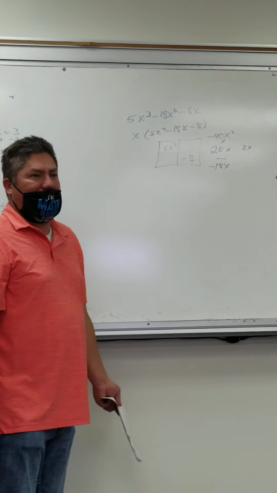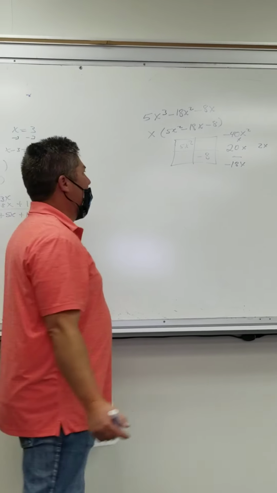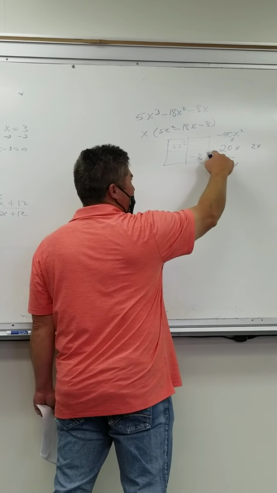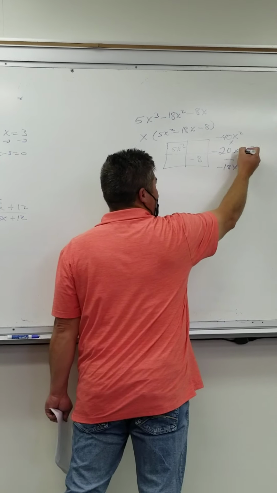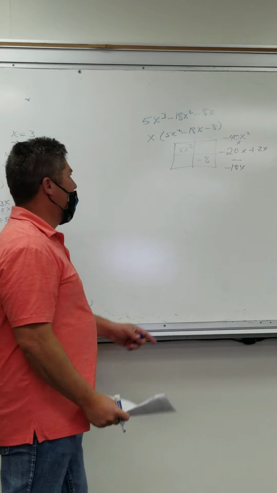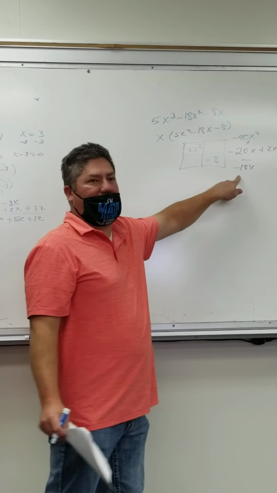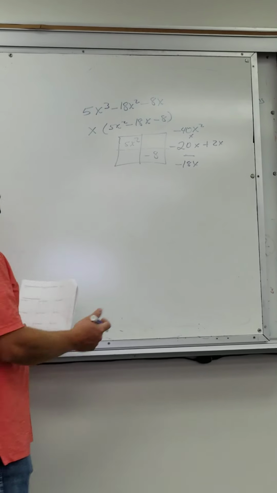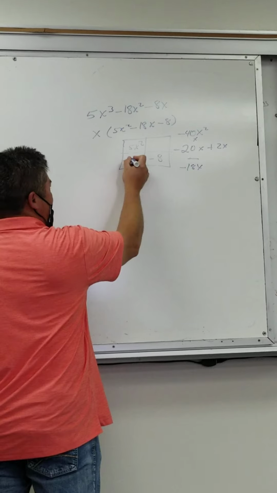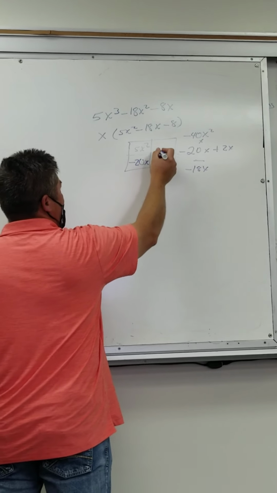How do I put my signs on this, though? I want it to be negative 18, so it better be a negative what? 20, and it better be a positive what? 2. That way they'll subtract to be negative 18, and they'll multiply to be negative 40. Now I just put those two in the other two boxes. It doesn't matter which one.